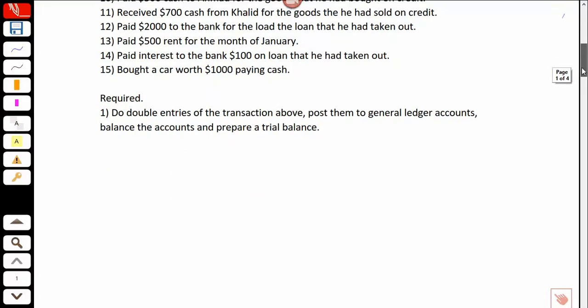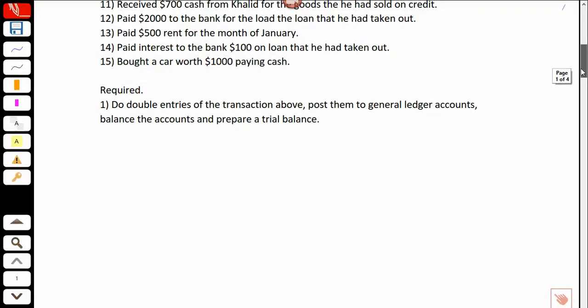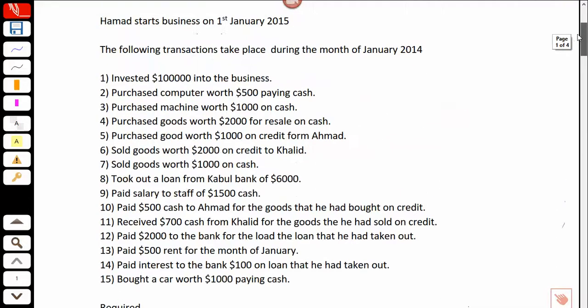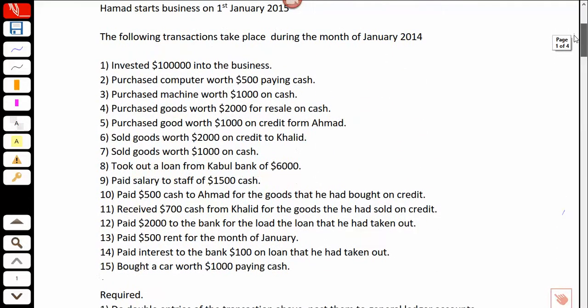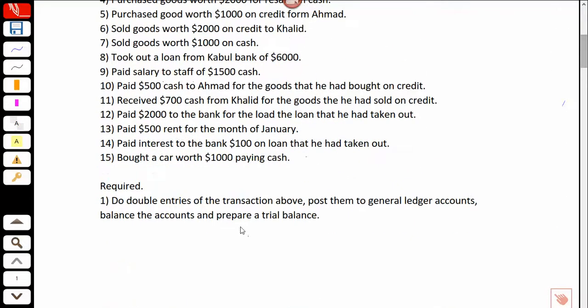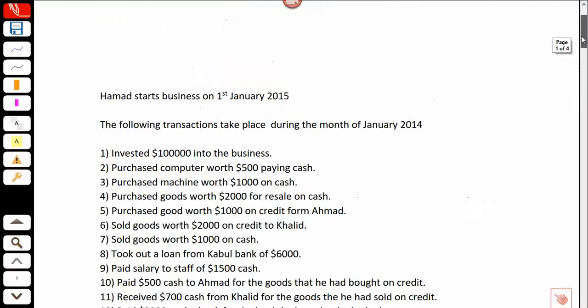So yeah, the requirement of the question is: do double entries of the transactions above, post them to general ledger accounts, balance the accounts, and prepare a trial balance. Okay? So, one by one, we will answer. First step, we will do the double entries of these transactions.